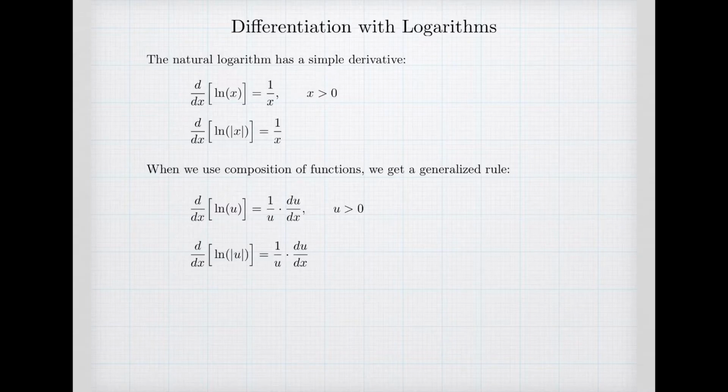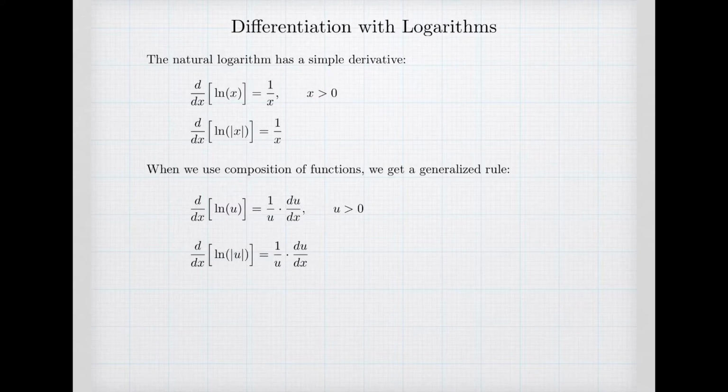In addition, we learned that if I take the logarithm of the absolute value of x, that has the same derivative of 1 over x, but this time it's true for all x except 0. If I use composition of functions, I get a generalized rule. So here, if I let u be any expression, could be any formula at all, the derivative of the logarithm of u will be 1 over u times the chain rule factor du dx. Now this is only going to be true when u is greater than 0 because the domain of the logarithm required that our input was positive.